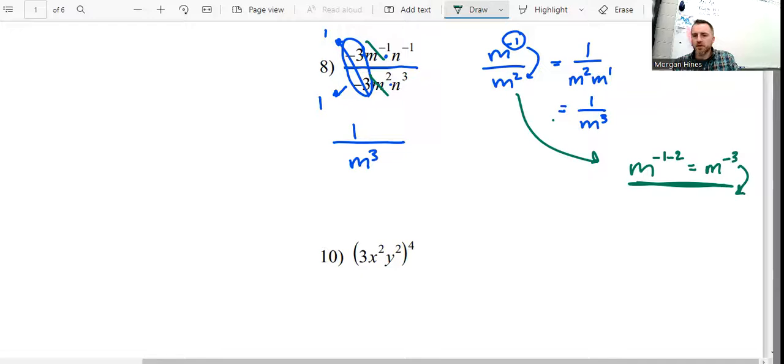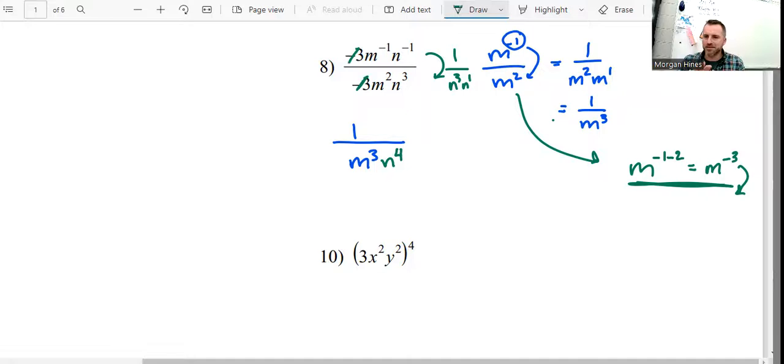Always in the numerator. Okay, then we can do the same thing with our n's right here. So instead of thinking of it as an n to the -1 in the numerator, I'm going to move it down to the denominator. It's going to become 1 over n to the 3rd, n to the 1st, which is just n to the 4th. We add those exponents.